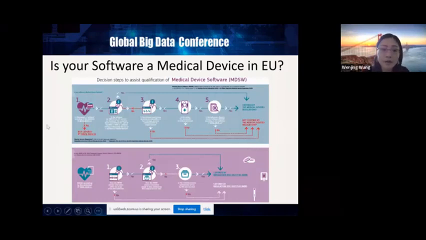So here is a flow chart that's published by the medical device software group, which tells you how you can decide if your software is considered a medical device under the EU MDR or not, and if it's considered a medical device, whether it is covered by the EU MDR or the EU IVDR?